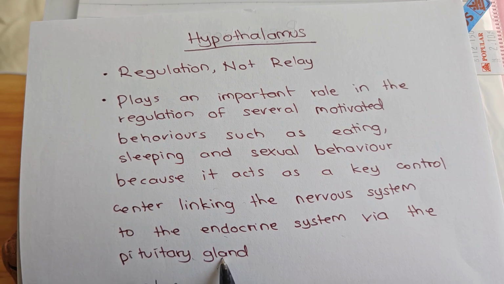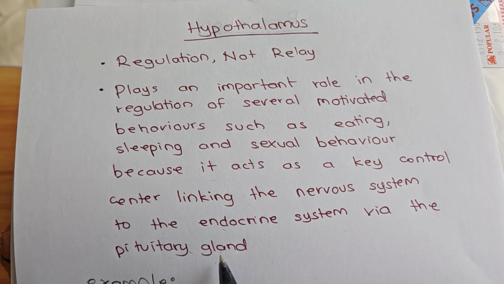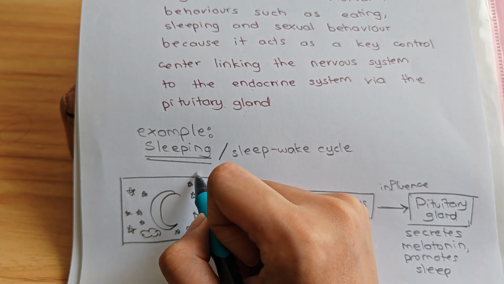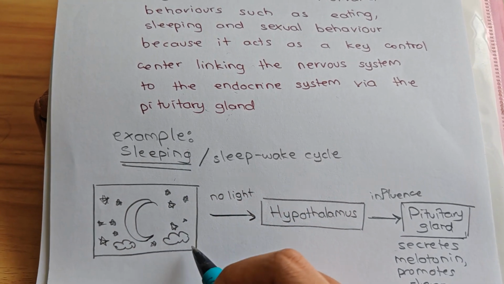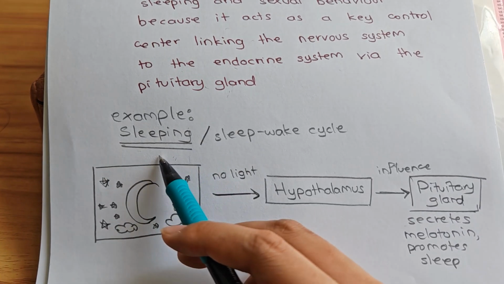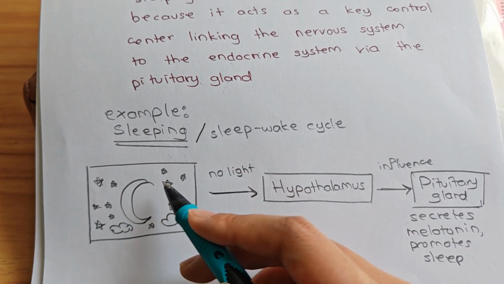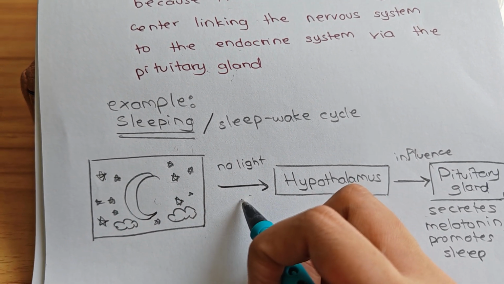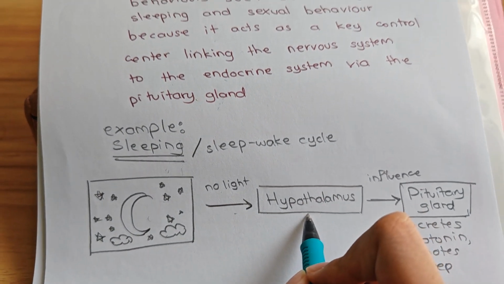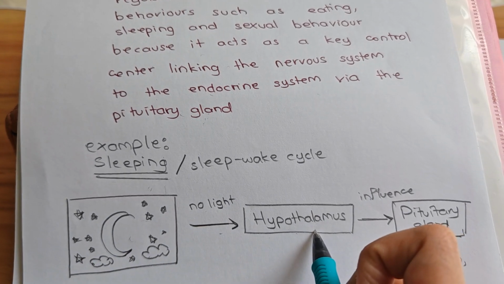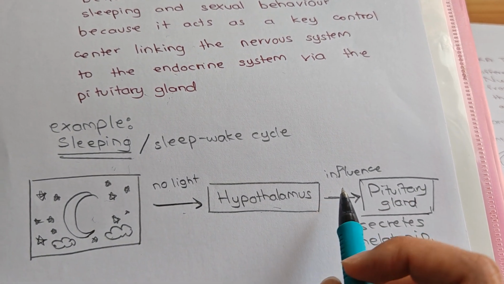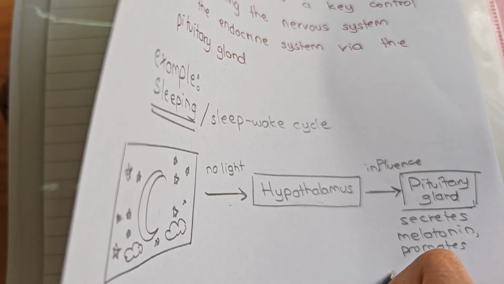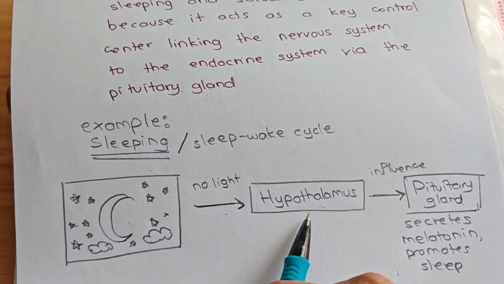Okay, you might say, teacher, that sounds very important, but I have no idea what you're saying. Which is why I'm showing you an example of how this regulating works. The example is the sleep-wake cycle. At night, when it's dark, there is no light, and the hypothalamus senses that there's no light. Then it influences the pituitary gland to secrete melatonin, which promotes sleep. And that's why you sleep at night.